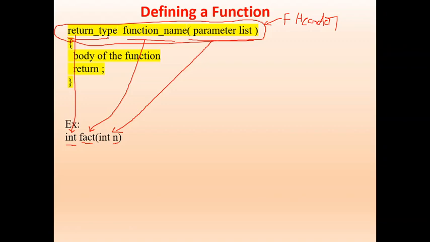So at last we are writing the statement return 0. 0 is an integer. Parameters, formal parameters. The parameters included in function header are known as formal parameters. Now you see the body of the function.